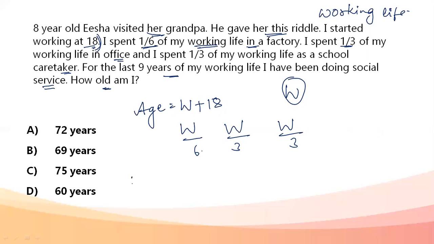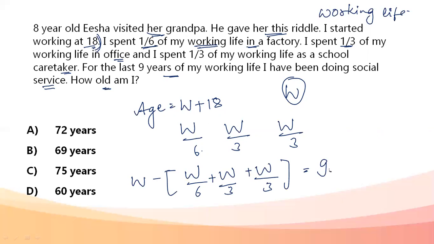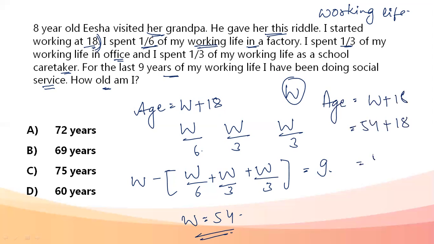So that means W minus (W by 6 plus W by 3 plus W by 3) is going to be equal to 9 years. That is, for the last 9 years he has been doing some social service there. Okay, now when we solve this, the value of W will come out to be 54. That is, he has been working for 54 years. Age comes out to be W plus 18, that is 54 plus 18. The age of grandpa becomes 72 years. Answer is option A, 72 years.